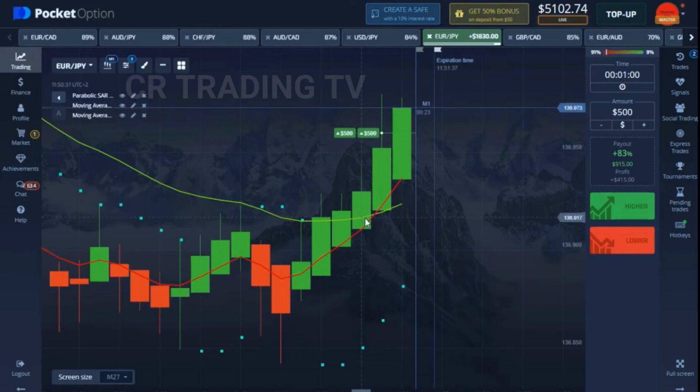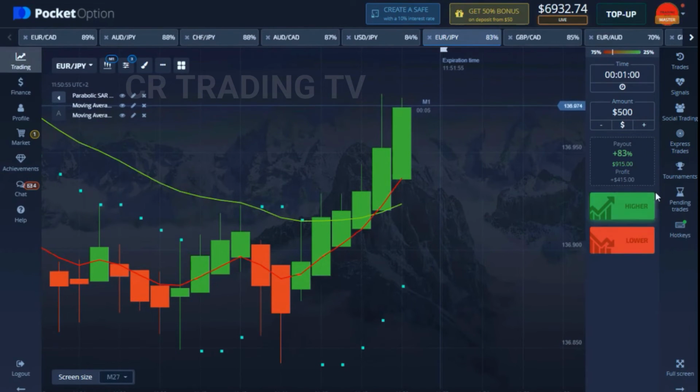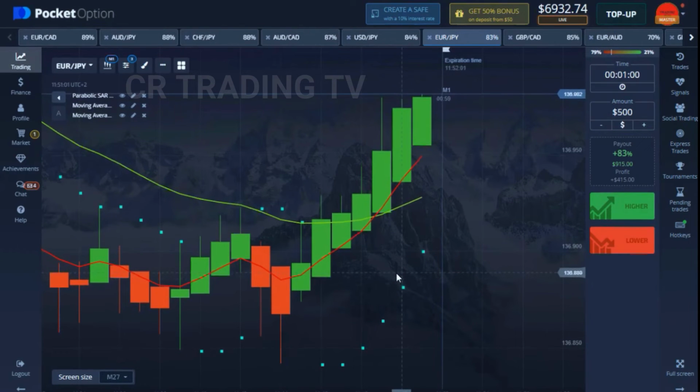Always make sure you are taking the trade when the intersection is happening. So you can see me in the money on that as well. Make sure you're taking a trade to go up, you need to have the red above the green, and make sure that your parabolic SAR is following the trend, just starting out.